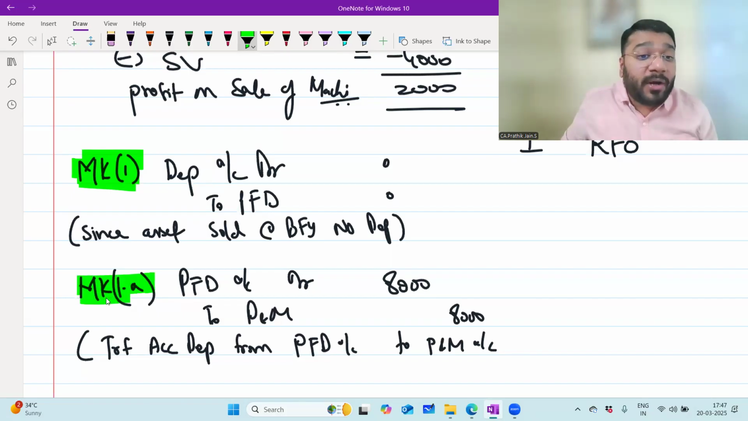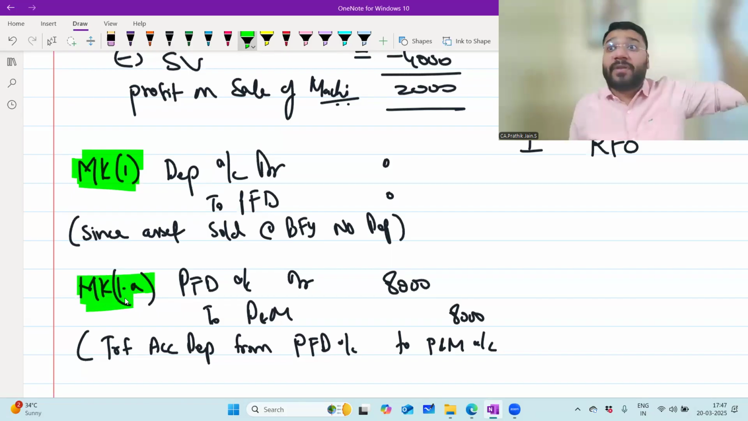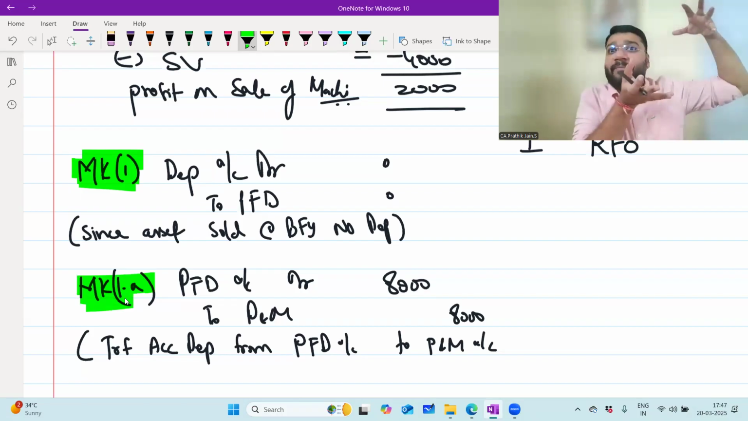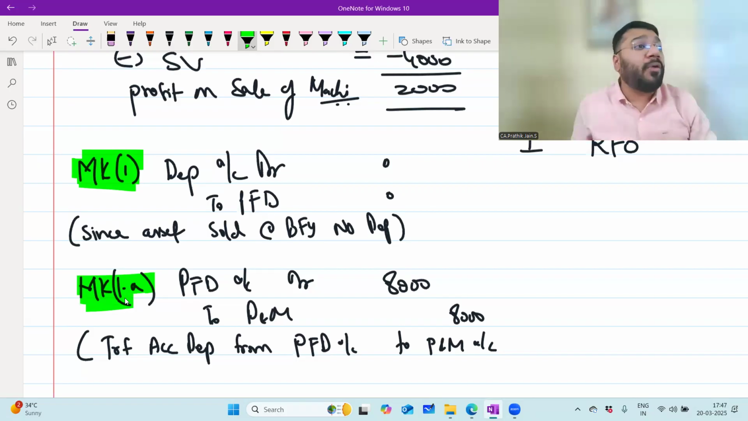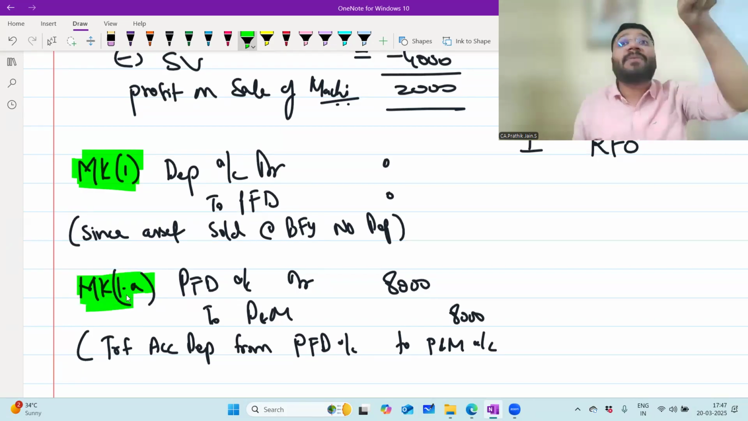Monkey 1A entry means what? From the beginning of the purchase of the asset till the date of sale, the total accumulated depreciation, all put together, I have to remove from the PFD account and take it to the asset account. The detail and logic of this is discussed where? In the CA Foundation depreciation topic. In depth, I discuss the logic of this.